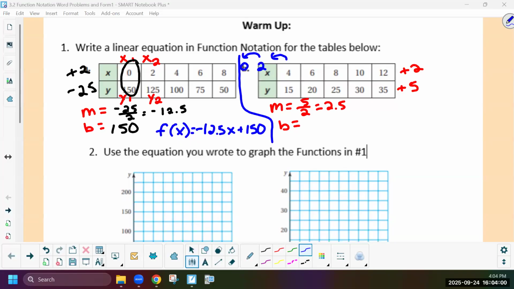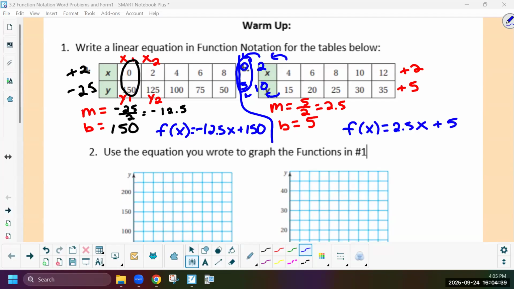Okay. I'm going to do the same on the bottom, but the bottom rule is adding 5 moving to the right. So that means I have to subtract 5 going to the left. So if I go 1 jump, I would be at 10. So 2, 10 would be that pair. And if I go back 5 more, then I would be at 5. So right here, 0, 5 is my y-intercept. So 5. And again, we can write it in function notation. I can say f of x equals 2.5x plus 5.